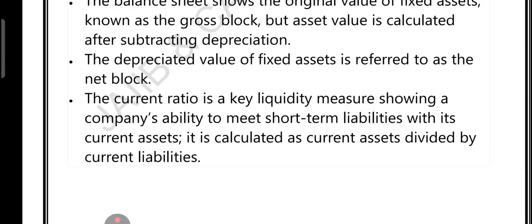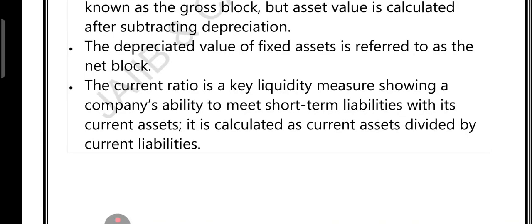Now let's understand the current ratio. Current ratio is a major liquidity indicator. What is the formula for current ratio? Current asset by current liability. It tells whether the business can pay off its short-term obligations or not.